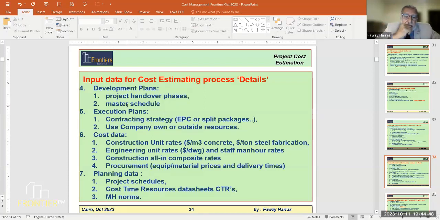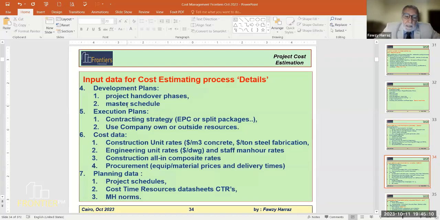That's actually including all the trades with various unit rates. You have a gross construction all in composite rate. We'll see that in detail later. Procurement, equipment prices and delivery times.